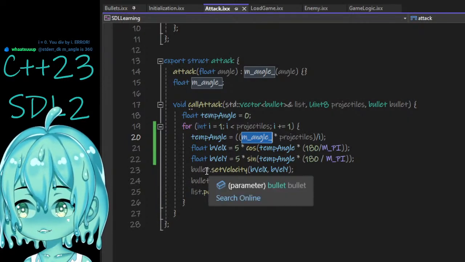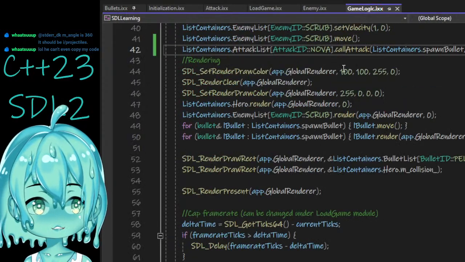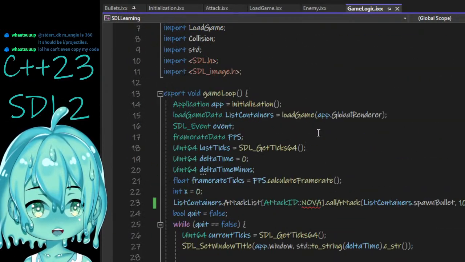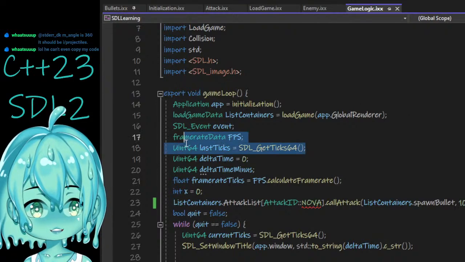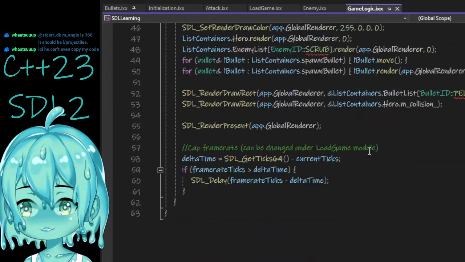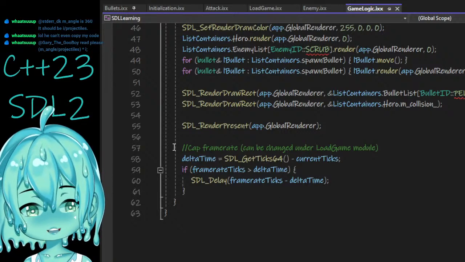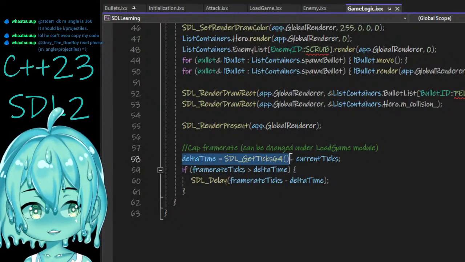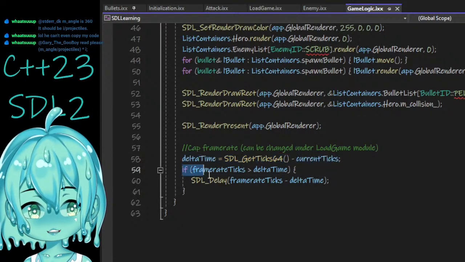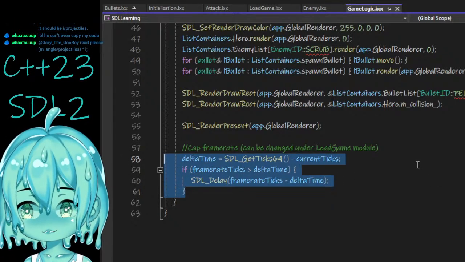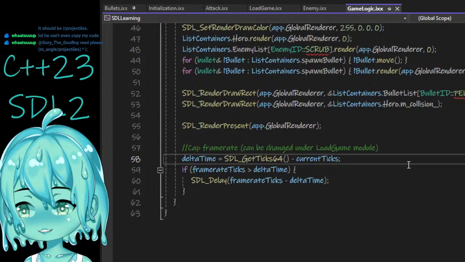Did you manage to capture the frame rate? I ended up having to leave and couldn't see the end result. Oh yeah, it was easy. We just have a get tick 64. It's called Delta Time. It's a secret, nobody's ever heard about it before. Delta Time is equal to get tick 64 minus current ticks if they're greater. Delay. I know this is not perfect 60 FPS, but for our purposes, it's fine enough.